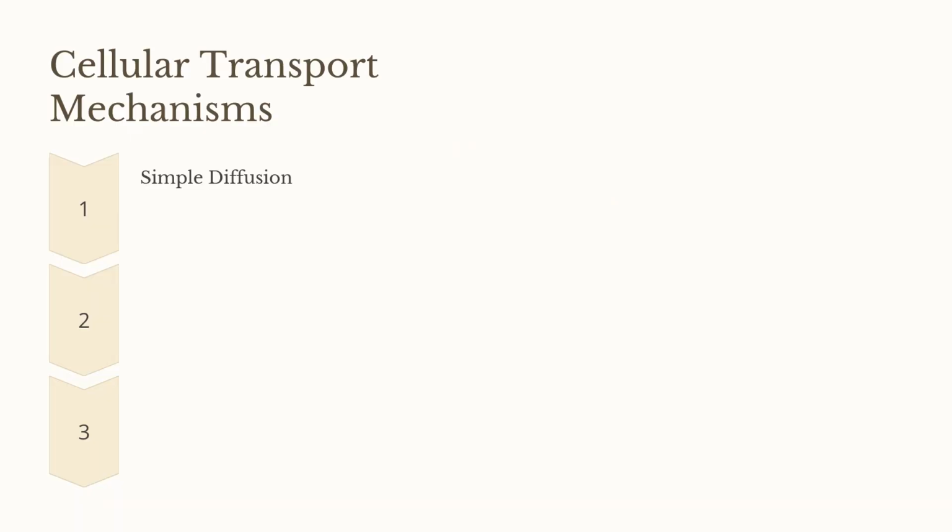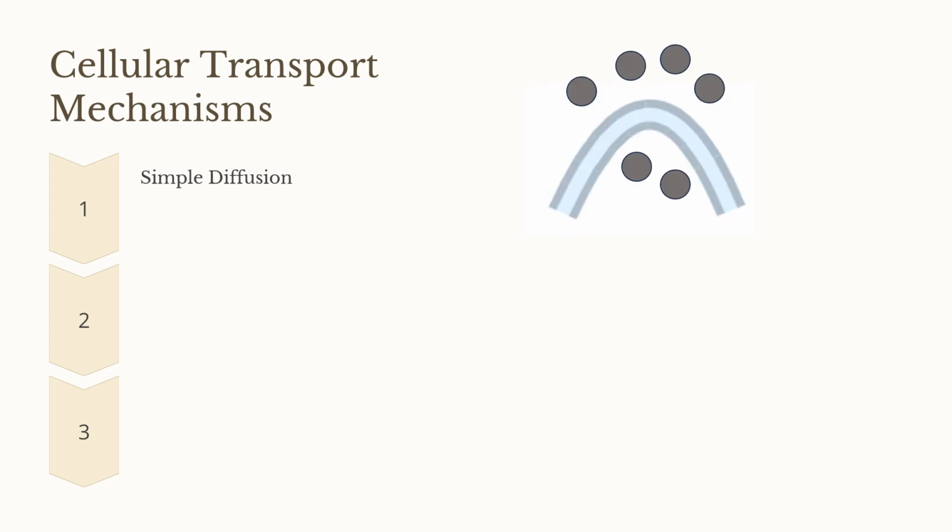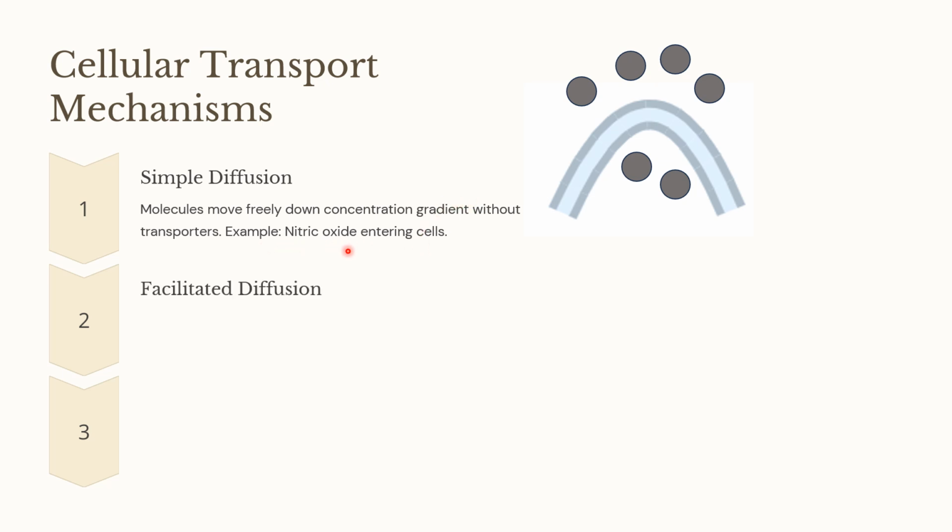So the cellular transport mechanisms, there are three important mechanisms. One is simple diffusion. Simple diffusion, as the name says, so if this is the cell membrane and if the concentration of the molecules outside the cell is high and inside is less, then there is a simple diffusion which happens from outside to inside. So in this way the cellular transport happens in simple diffusion. A common example is nitric oxide, which enters the cell.